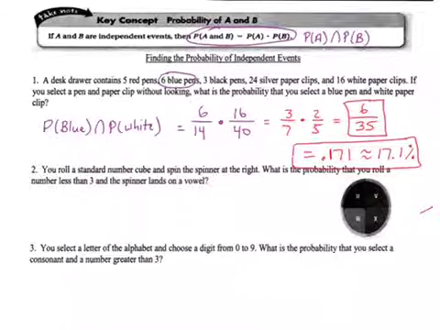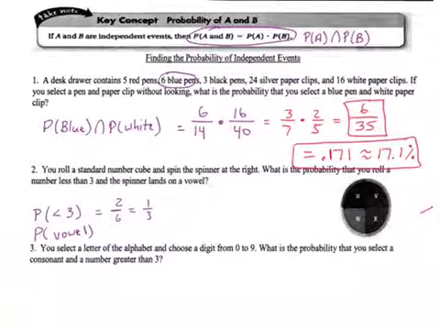Question 2, you roll a standard number cube and spin the spinner at the right. What is the probability that you will roll a number less than 3 and the spinner lands on a vowel? So we're looking for the probability of less than 3. And we're also looking for the probability of a vowel. So we'll do these separately and then bring them together on the right here. So probability of less than 3. Well, the only numbers that I can think of that are less than 3 would be 2 and 1. So that's 2 out of 6, or in this case, 1/3.